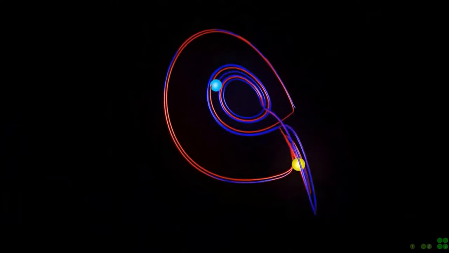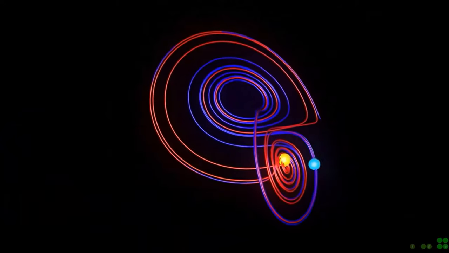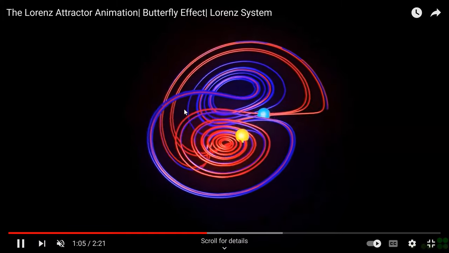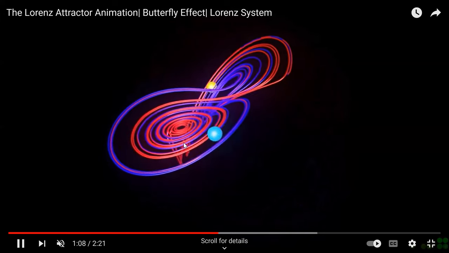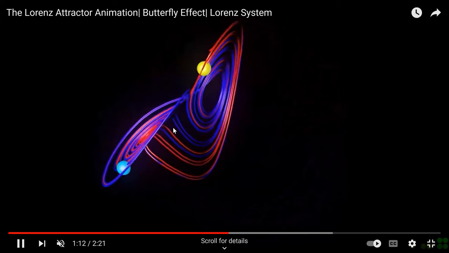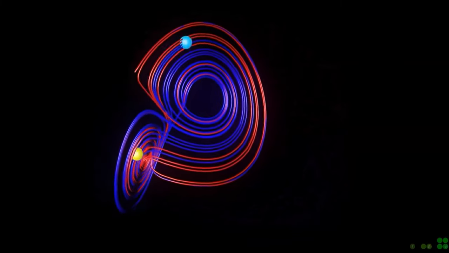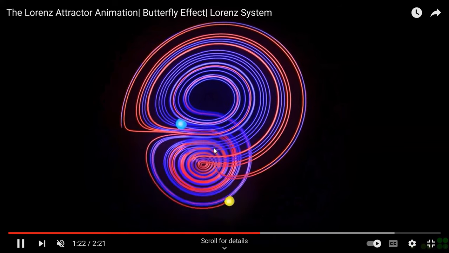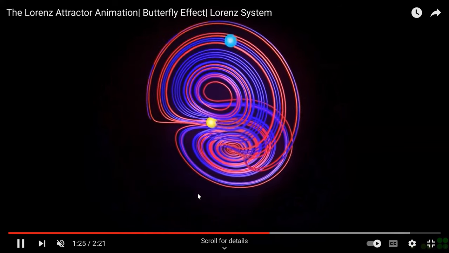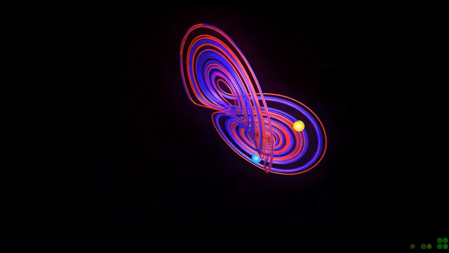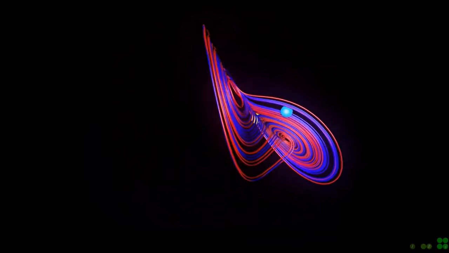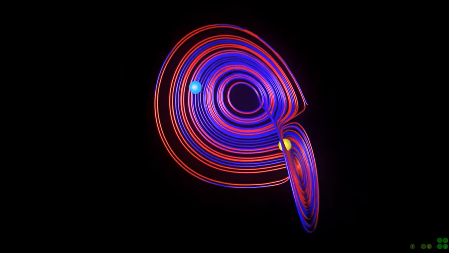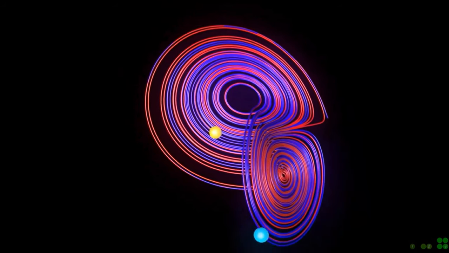Now this distance between them is going to increase and decrease at random. Suddenly the yellow ball is making these orbits around this wing. You see that they're basically disconnected at this point. It's changing so fast, it's hard for me to really narrate it. But those are two initial conditions, remember, that were extremely close to each other.